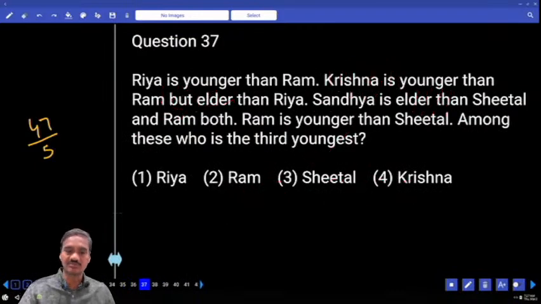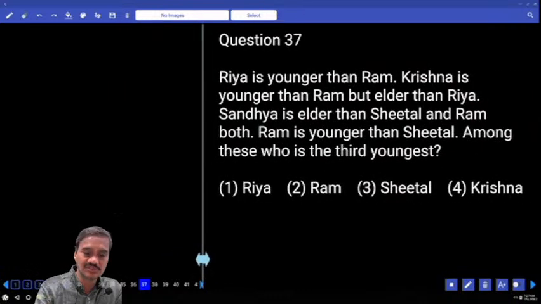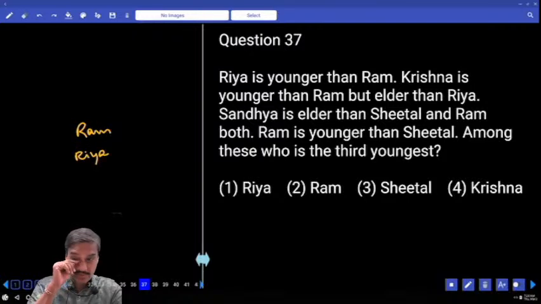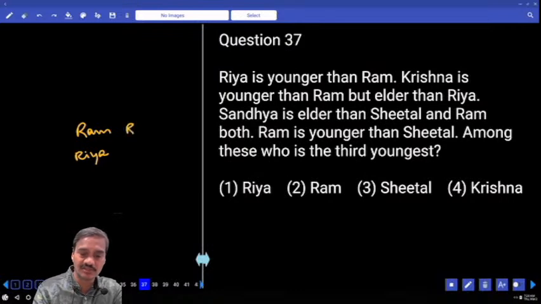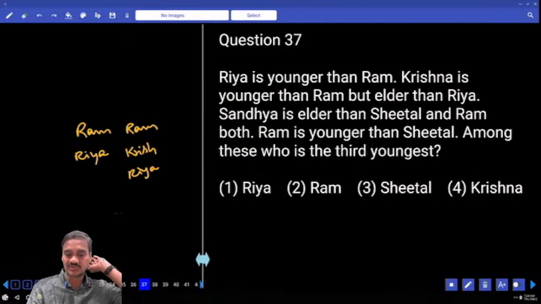Then coming to question number 37. Now Riya is younger than Ram. And who is this Riya? Riya is younger than Ram. Ram is here. And Krishna is younger than Ram. Similarly Krishna is also younger than Ram, but elder than Riya. Now Krishna is elder than Riya.